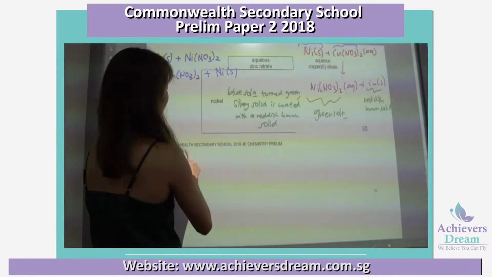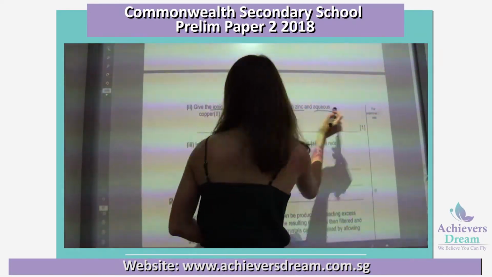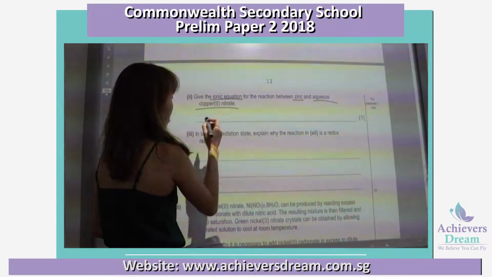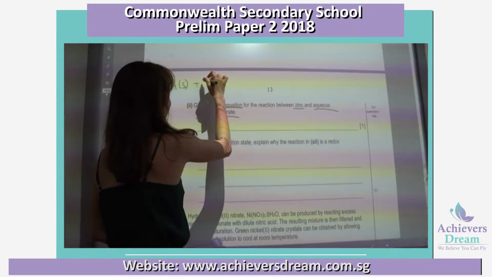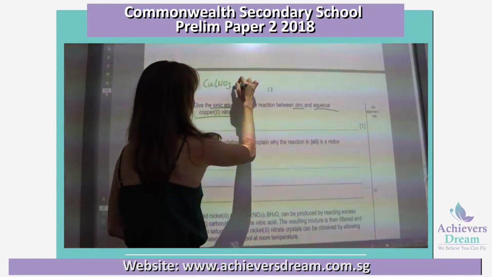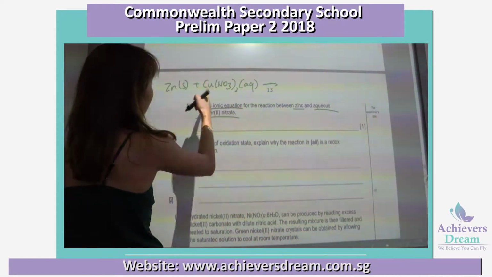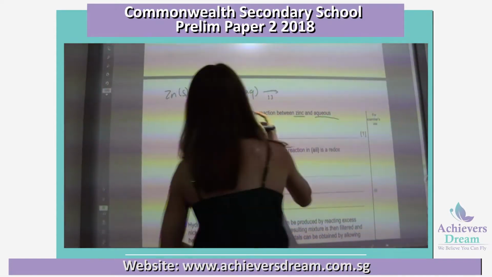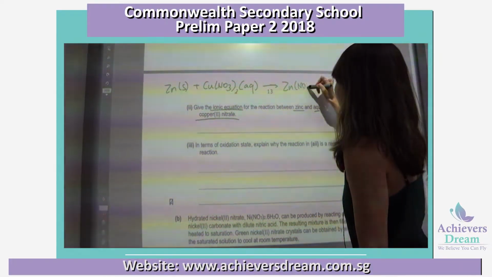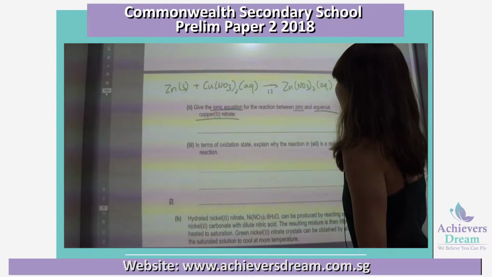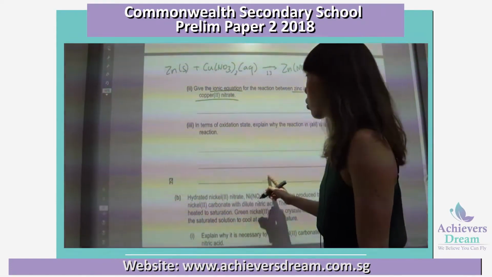Okay? So for part 2, give the ionic equation for the reaction between zinc and aqueous copper 2 nitrate. So same thing, let me start from the chemical equation. Zinc plus copper 2 nitrate, which is in the aqueous state. Because zinc is more reactive than copper, it will be able to displace copper from its salt solution to form zinc nitrate plus copper solid. So same thing, to form the ionic equation.